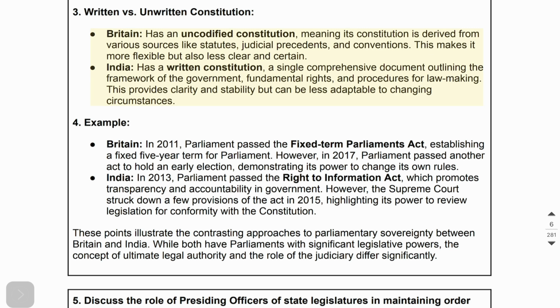India has a written constitution, a single comprehensive document outlining the framework of the government, fundamental rights, and procedures for lawmaking. This provides clarity and stability but can be less adaptable to changing circumstances.